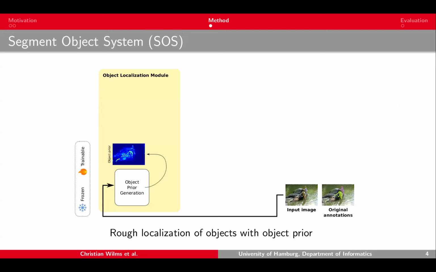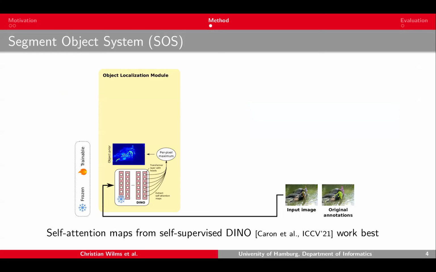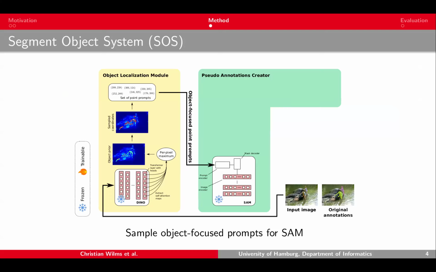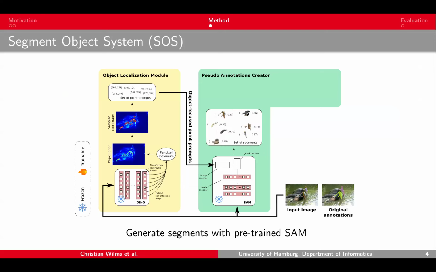To generate an object prior, we have evaluated various different methods in our paper and found out that self-attention maps from self-supervised DINO work best here to capture pixels which are potentially part of an object. So this is encoded here as a heat map with red values indicating high likelihood for an object. So from this object prior, we randomly sample locations given these probabilities and end up with a set of point prompts. And then we apply SAM with the input image and each point prompt individually to generate a set of segments, which is then focused on objects or object parts.